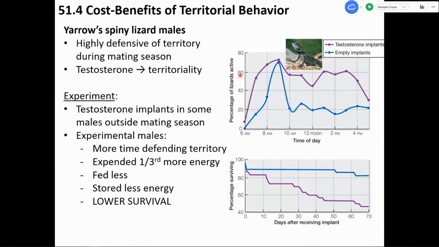Basically, engaging in this costly behavior at a time when it's not benefiting you because you're not reproducing reduces your fitness because you have a lower survival. That's the bottom line of that experiment.